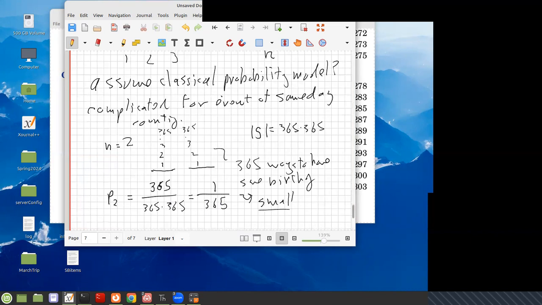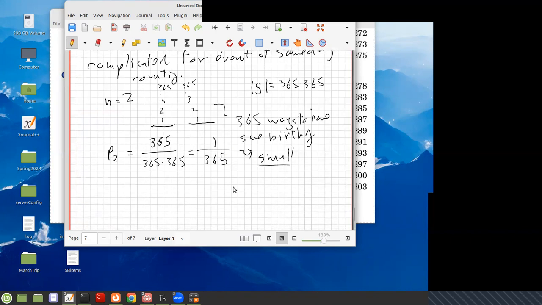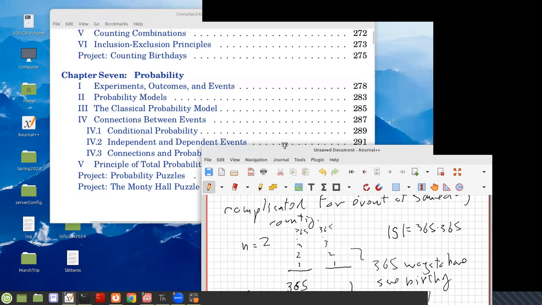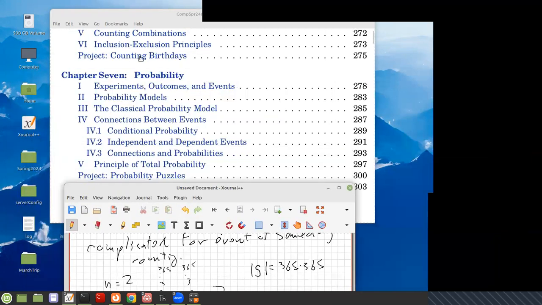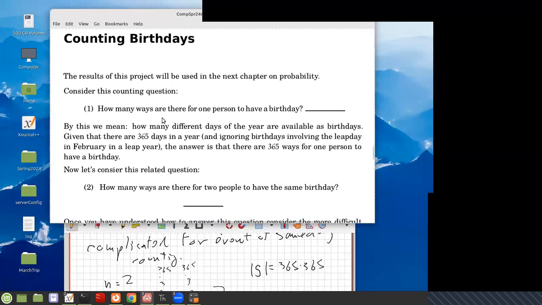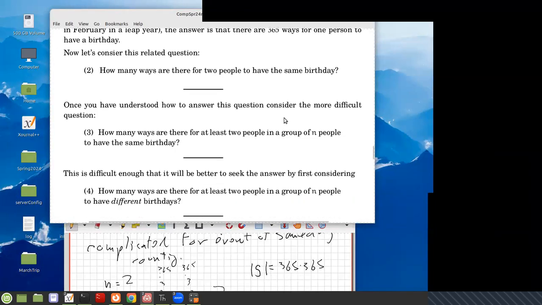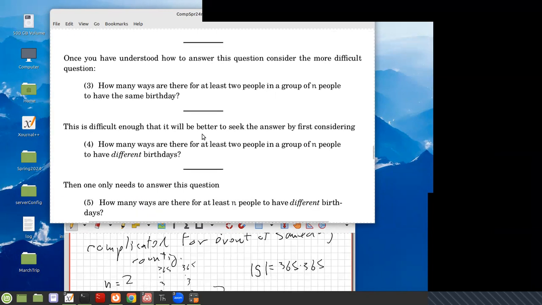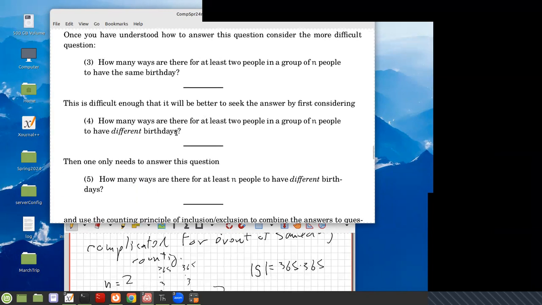The value of this formula is that it's a check. If we come up with an answer for n, like a formula, which is what we're after, so we can calculate it for different n's, we can deal with this. And so the counting over here was in this project here, right? So here's where this counting is: how many ways are there for one person to have a birthday? How many ways are there for at least 2 people in a group of n people to have the same birthday? How many ways for at least 2 people in a group of n people to have different birthdays?